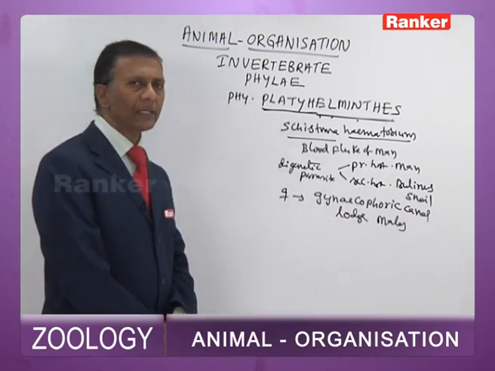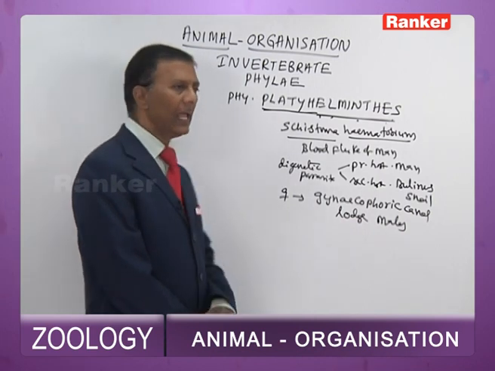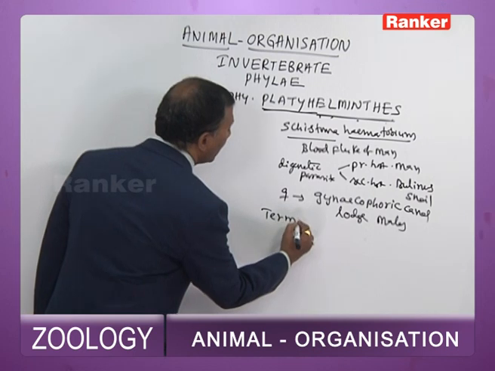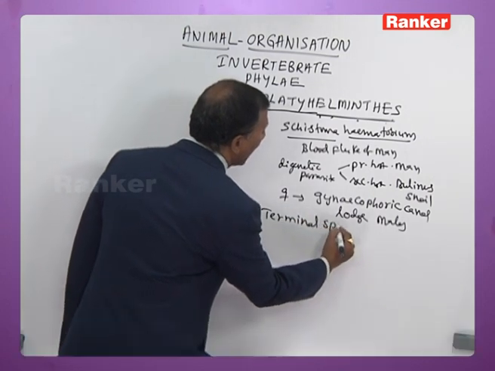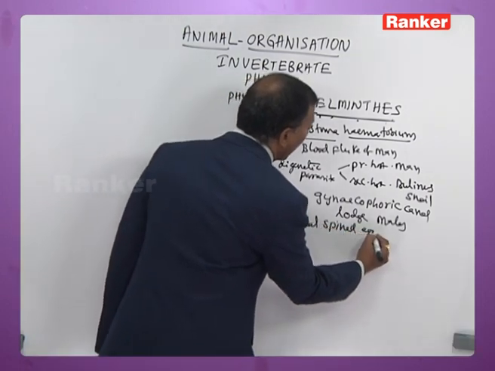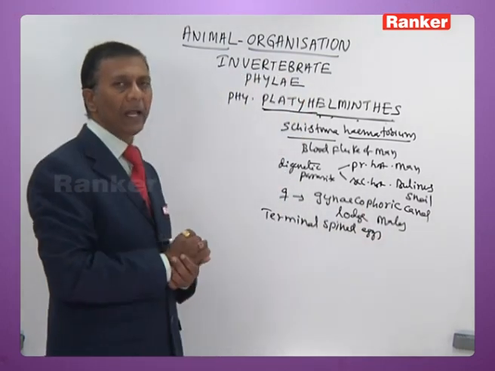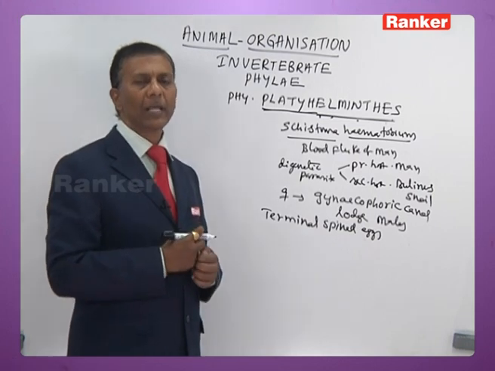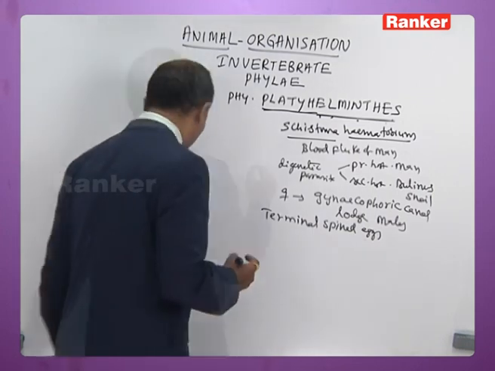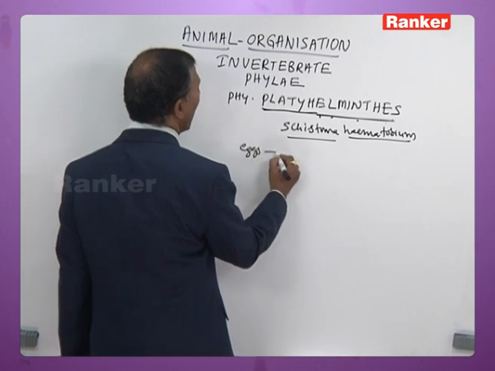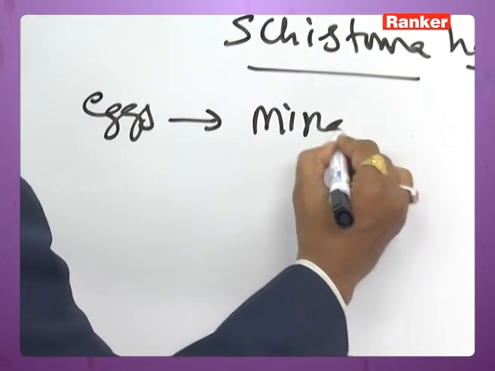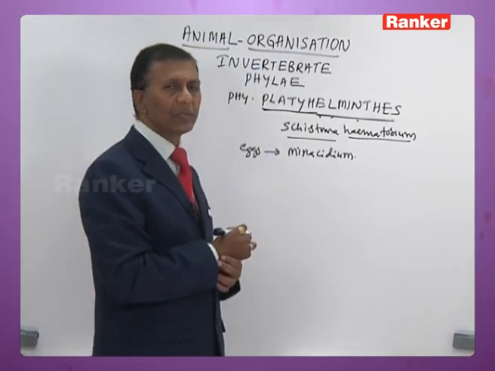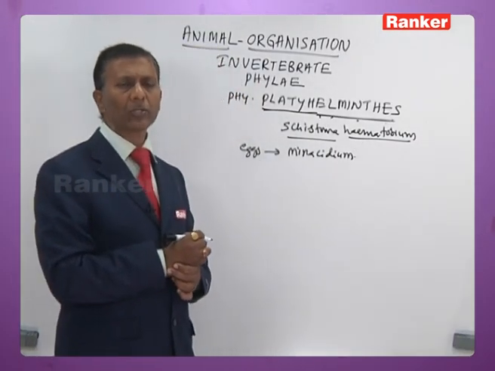Then the females, soon after fertilization, lay terminal spined eggs. These eggs come out along with the urine. Then on entering the water bodies, eggs hatch into larvae. These terminal spined eggs hatch into larvae called miracidium. This miracidium swims in water in search of the host.